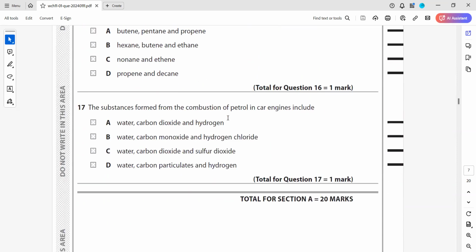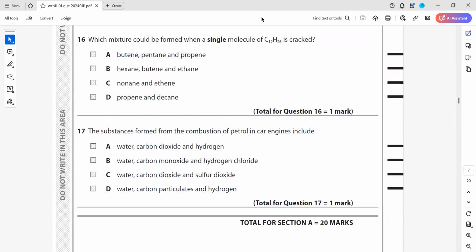For the substances formed in the combustion of petrol in a car engine, when hydrocarbons are burned, you just have to mention the products formed by the combustion of the hydrocarbon. Water, carbon dioxide, and hydrogen is totally wrong. Water, carbon monoxide, and hydrogen chloride is wrong. Water, carbon dioxide, and sulfur dioxide is correct, because the fuel petrol contains traces of sulfur, so sulfur dioxide is also there. Water, carbon particulates, and hydrogen is wrong because hydrogen is not given off when combustion occurs.